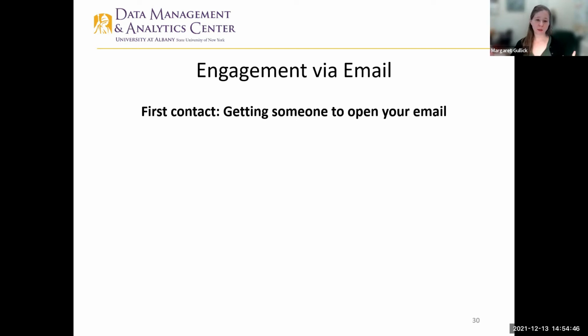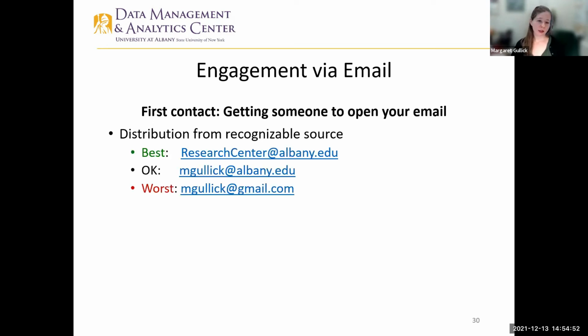All right, let's talk a little bit about engagement through email. The first step is getting someone to open your email. You want to try to distribute your email from a recognizable source. So if there's some official name, if we send something from CHSR or Center for Human Services Research at albany.edu, that's a bit better than my personal email at Albany, and it's a lot better than a Gmail address, which feels very anonymous and not official.